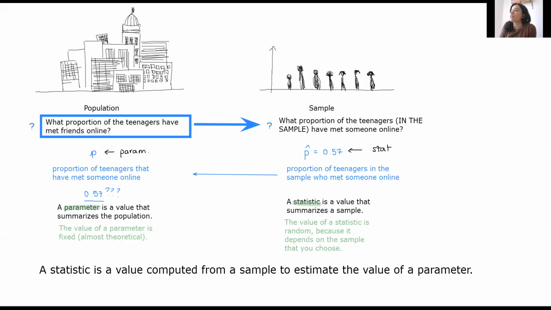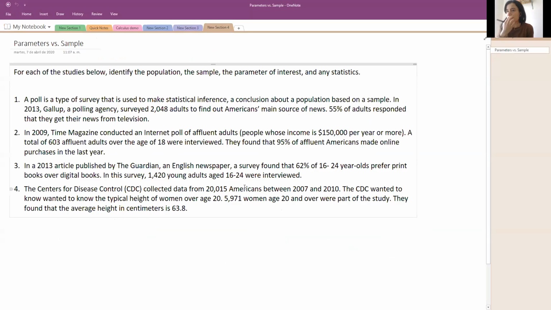All right, so I'm going to put a new activity on the board. In this new activity, you have 4 scenarios, so 4 studies, and you need to identify the population, the sample, so who was interviewed, who the data was collected on, the parameter that we're interested in, again, just the idea of what we are looking to estimate, and then the statistic by which we are estimating that parameter, okay?